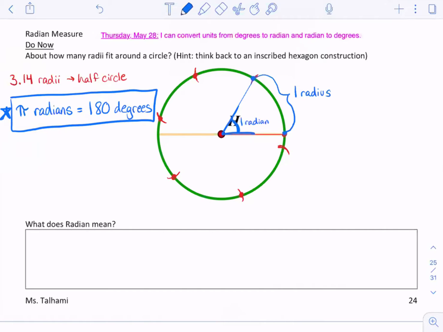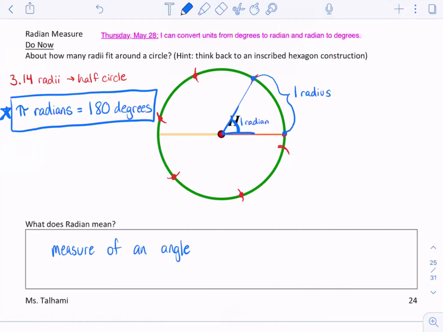So radian seems to me to be the measure of an angle. And that's exactly what it is. It's just like degrees. It's just a different unit. So if I want to measure the length of something, I can measure it in inches or I can measure it in feet. So if I want to measure the openness of an angle, I could measure it in degrees or I could measure it in radians.